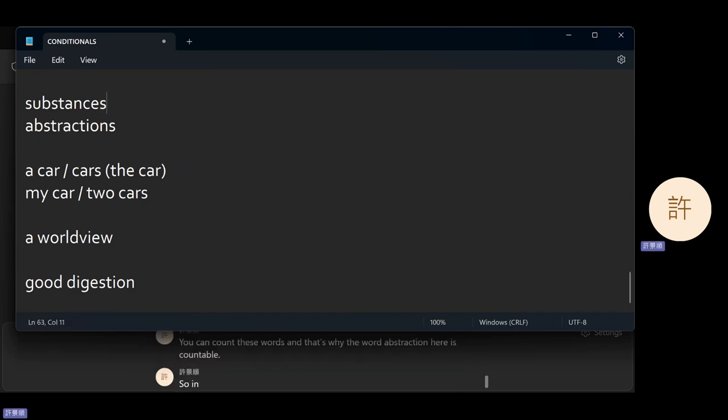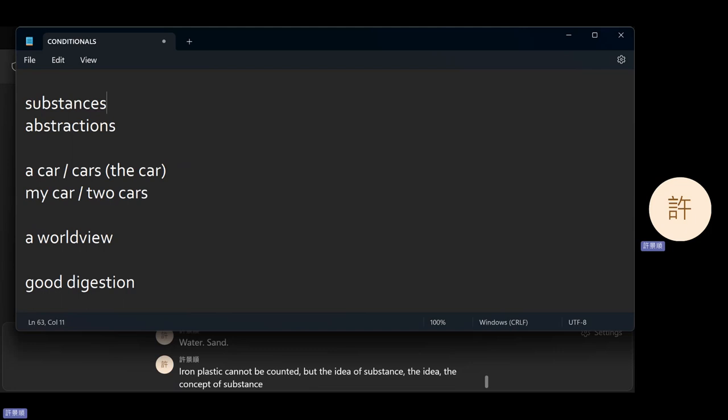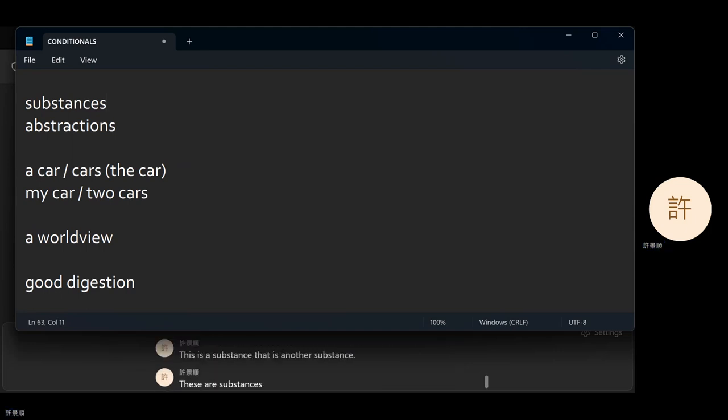So in fact, substances are also countable. The substance itself, air, water, sand, iron, plastic, cannot be counted. But the idea of substance, the concept of substance, can be counted. This is a substance, that is another substance. These are substances. Okay, so far so good. Raise your hand if you understand. 听懂举手. Okay, so far so good.